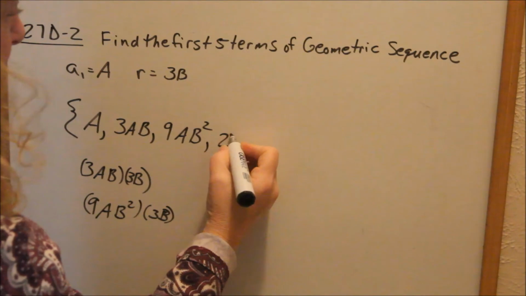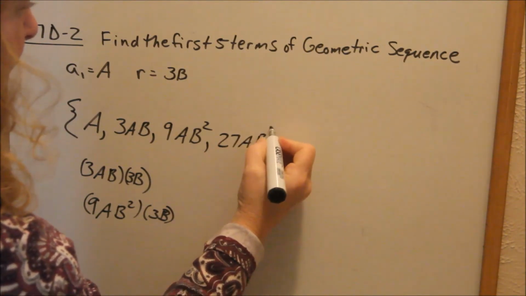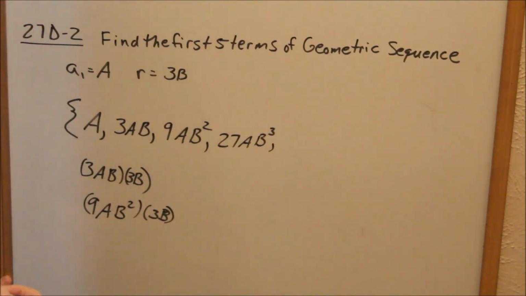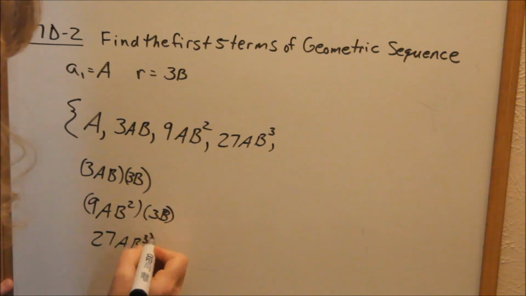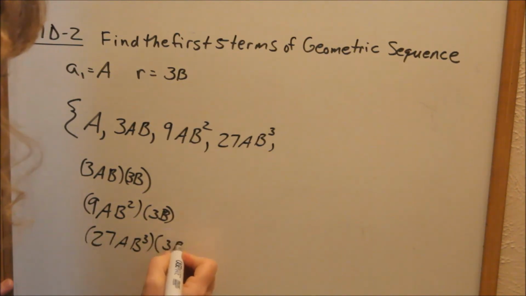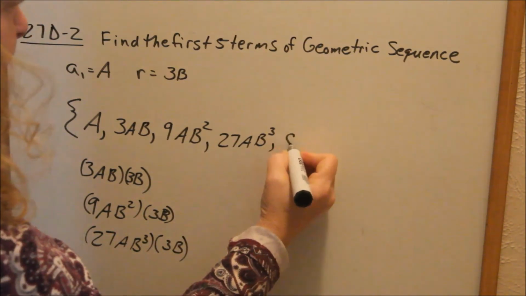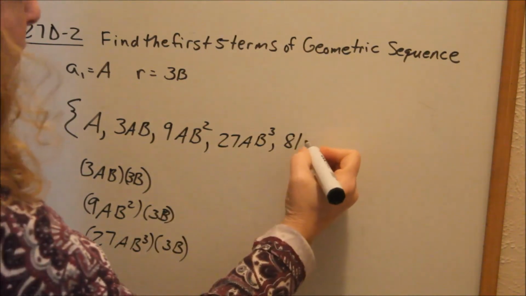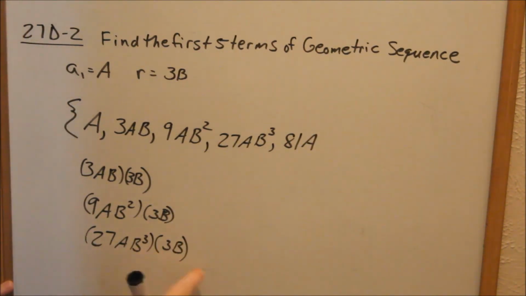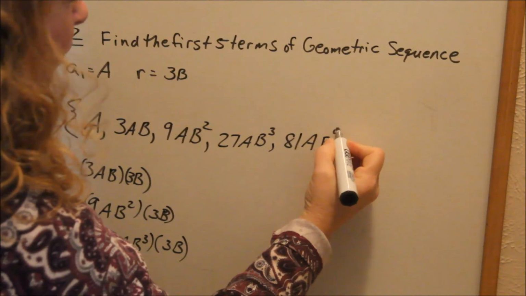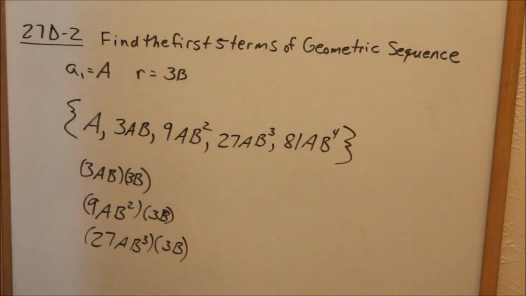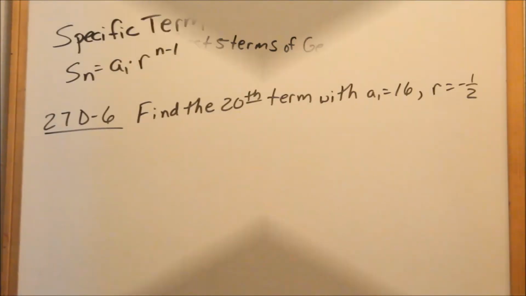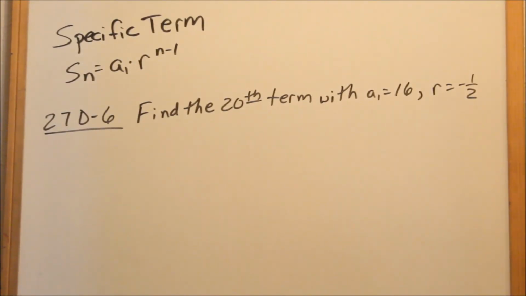So it would be 27ab cubed. Multiplying this by 3b, 27ab cubed times 3b. 3 times 27, 81. Nothing to multiply the a's. b cubed times b, b to the 4th. 1, 2, 3, 4, 5. There is your first 5 terms of that geometric sequence. Now we're finding a specific term of a geometric sequence.